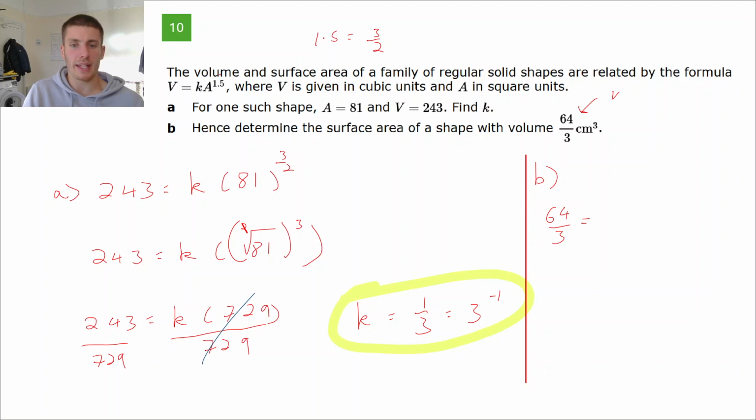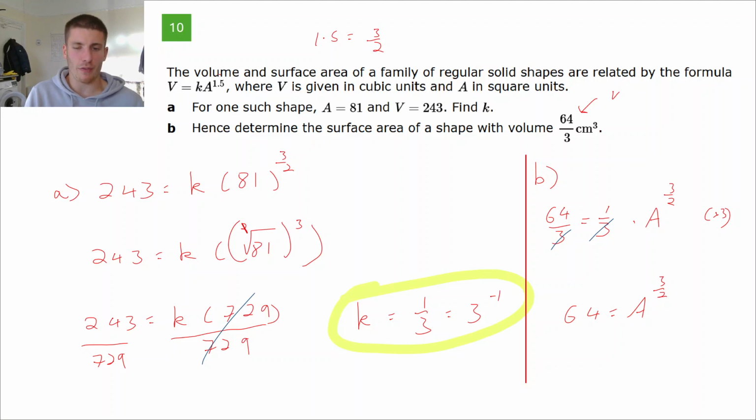That is equal to, we know that K is equal to 3 to the minus 1. And we're trying to find the surface area, so we're timesing it by A. 1.5 again, we can write as 3 over 2. Now actually 3 to the minus 1, I'm going to write as 1 over 3, just because it's a bit clearer to see. If I times the whole equation by 3, this and this are going to cancel, which is good. So I'm left with 64 being equal to A to the power of 3 over 2.